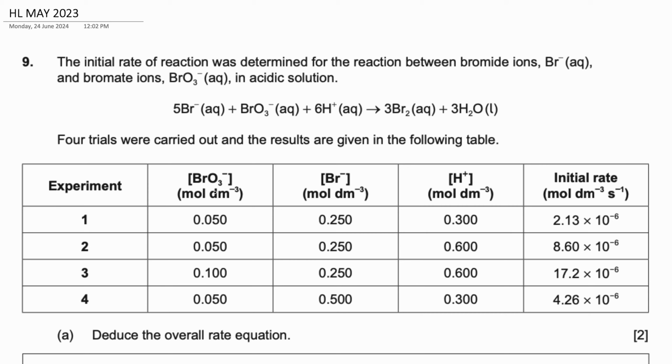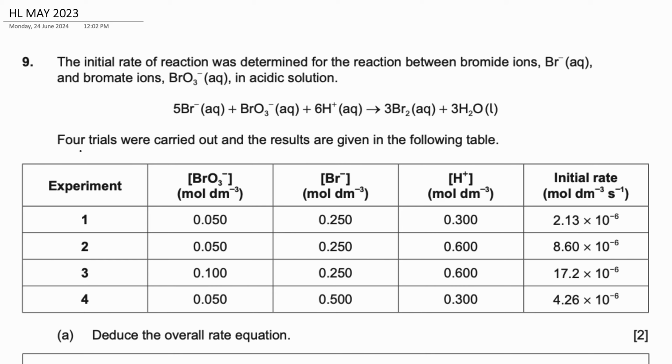Today we're going to be solving a problem from the IB Chemistry HL May 2023 examinations. This is a paper 2 question. Let's get started. The initial rate of reaction was determined for the reaction between bromide ions, Br⁻ (aq), and bromate ions, BrO3⁻ (aq), in an acidic solution. So here they've given us the equation for this reaction.